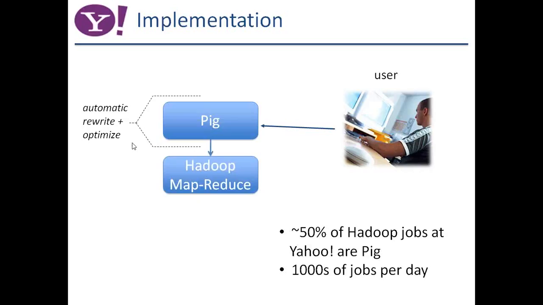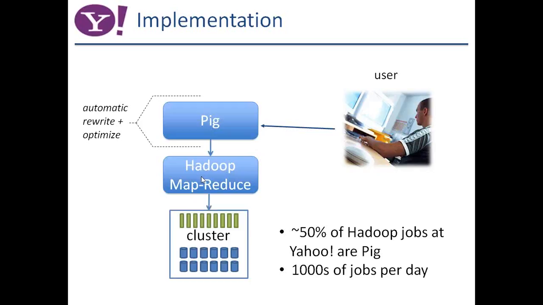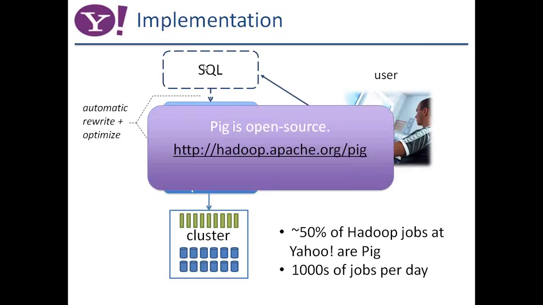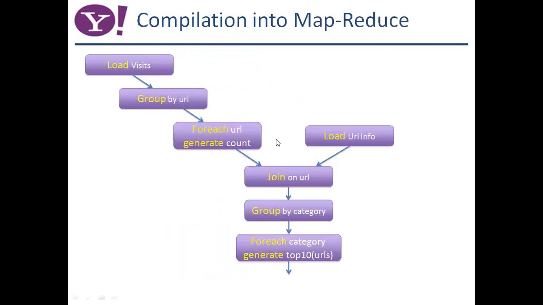Automatic rewrite and optimize is going to convert them into MapReduce, and this is something that is going to execute within the cluster. Okay, so the user can go this way, or the user can come this way here, or the user can go to SQL also. Pig is open source, but SQL is not open source, whereas MapReduce is open source here. Okay, so here is how the compilation into MapReduce is going to be. This is what you have here.